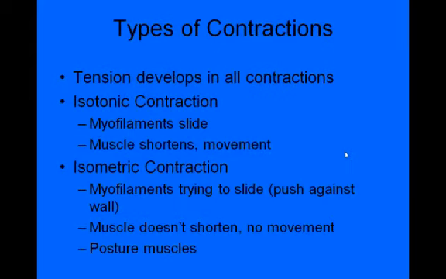Alright, types of contraction. Tension develops in all contractions. You've got isotonic contractions, where the myofilaments slide or move, so the muscle shortens. This gives you movement, like walking. Isometric contraction, the myofilaments trying to slide push against a wall, so the muscle doesn't shorten. You get no movement. These are posture muscles, so it's still contracting, but you're just not moving.